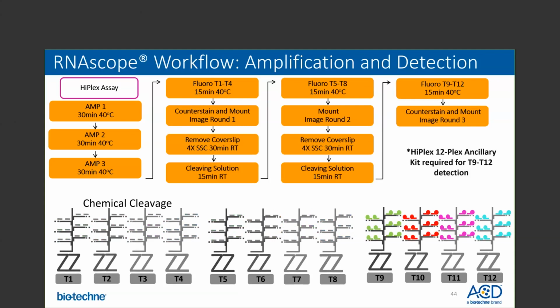Following imaging of round 2, the cover slip is again removed and fluorophores detecting T5 to T8 are cleaved off using cleaving solution. Then fluorophores T9 to T12 are added for detection of the last round of targets, T9 through T12. The slides are counterstained with DAPI and mounted for the last round of imaging. Now, the high-plex assay uses the high-plex image registration software to overlay the 3 rounds of images.